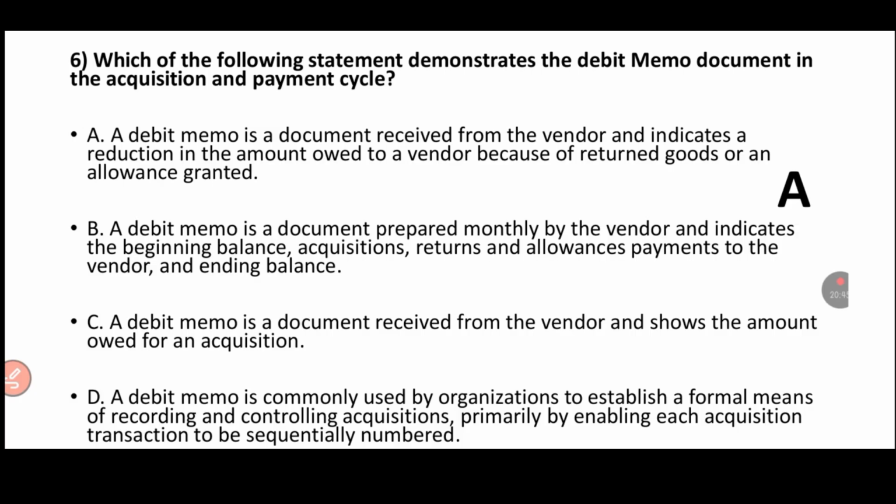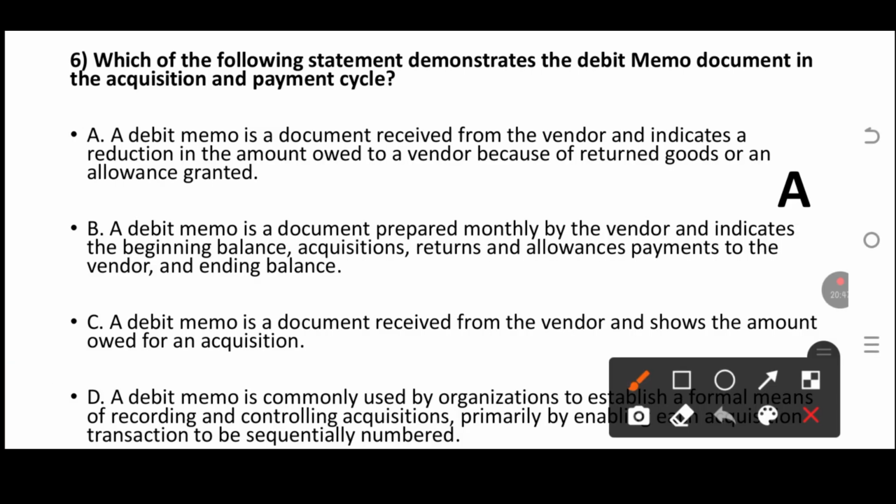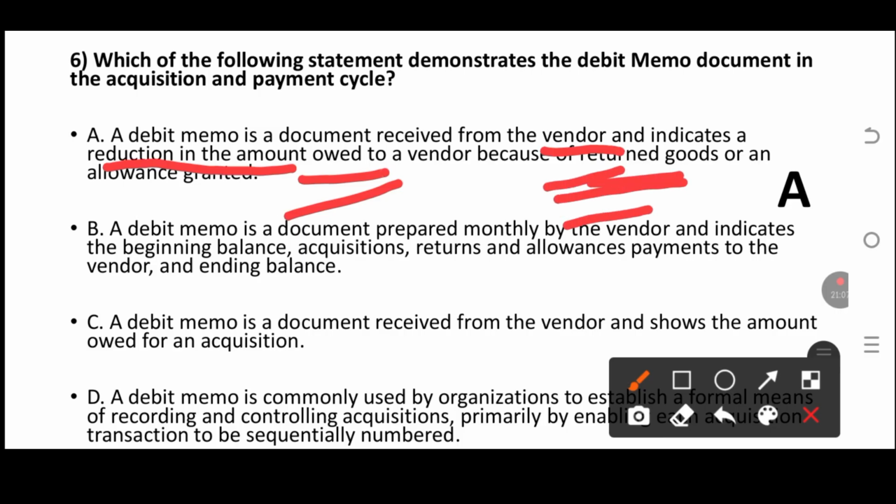So basically, A should be the correct answer. Why? Because it says a debit memo is a document received from the vendor and indicates a reduction in the amount owed to a vendor because of returned goods or an allowance granted. That matches the definition of a debit memo we have seen. So A is the correct answer.